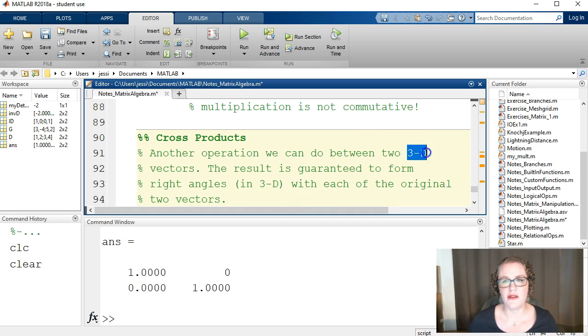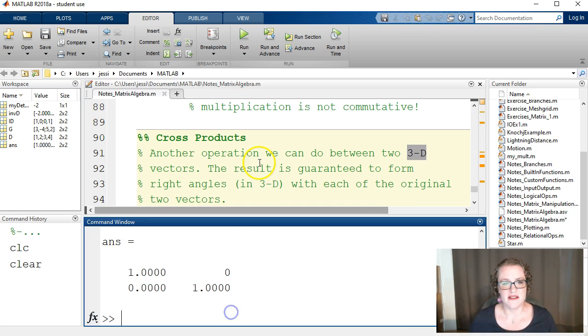So I'm using the word 3D here not to mean a matrix with 3 dimensions. I'm using it in the old traditional sense, like we're representing things that are happening in 3-dimensional space. So what that tells me is that my two vectors have to have 3 items in them, 3 elements.